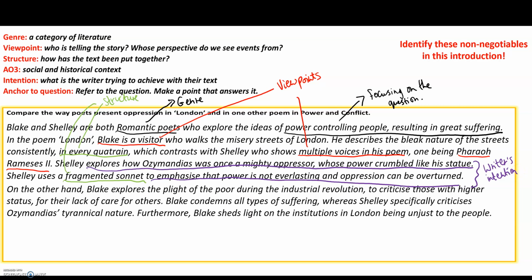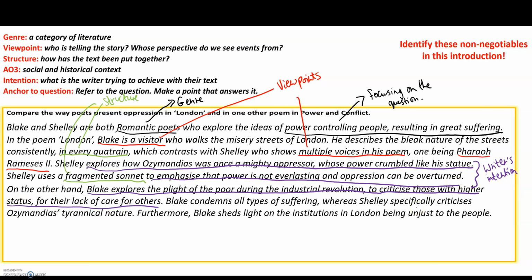Okay, now moving on. We've got, on the other hand, Blake explores the plight of the poor during the Industrial Revolution to criticize those with higher status for their lack of care for others. Blake condemns all types of suffering, whereas Shelley specifically criticizes Ozymandias' tyrannical nature. Furthermore, Blake sheds light on the institutions in London being unjust to the people. So we've also got a contrast with what Blake is trying to do here. Higher status. So this again is our writer's intention.